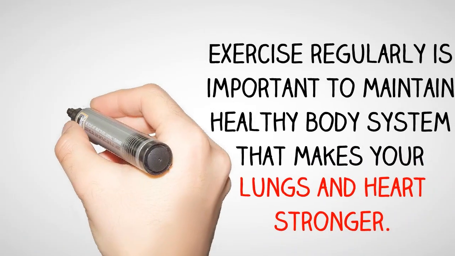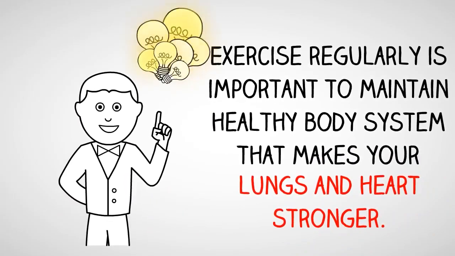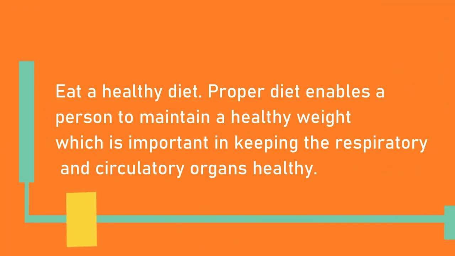Can you give me some ways on how to have a healthy lifestyle? Good! Exercise regularly is important to maintain healthy body system that makes your lungs and heart stronger. What else? Correct! Eat a healthy diet. Proper diet enables a person to maintain a healthy weight, which is important in keeping the respiratory and circulatory organs healthy. Who have another idea?